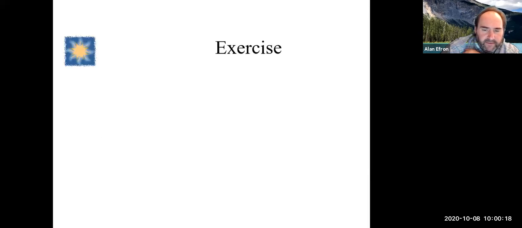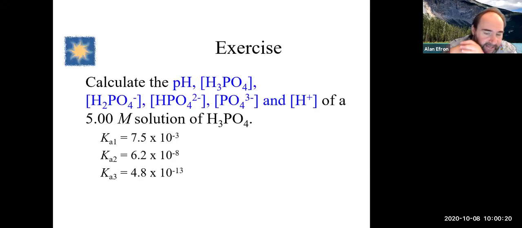So we'll come back to that real quick. Let's take a look at an actual calculation here. So let's say we wanted to do this calculation where we pretty much want to calculate everything. So we want to calculate the pH, the concentration of phosphoric acid, the concentration of H2PO4 minus, HPO4 2 minus, PO4 3 minus, H plus of a 5 molar phosphoric acid solution.